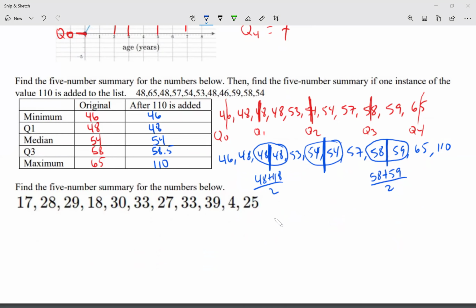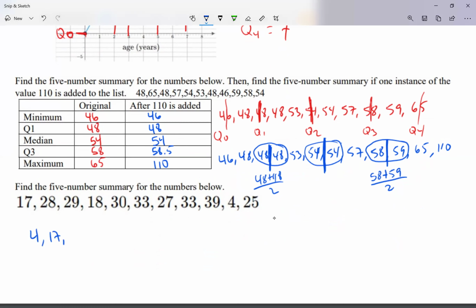Now this last one. Find the 5-number summary for the numbers below. Okay, let me put this in order. My smallest number is 4, 17, 18, 25, 27, 28, 29, 30, 33, 33, and 39. I put my numbers in order from smallest to largest, but it's not a big deal. We know how to do that. Okay, how many numbers do we have? 1, 2, 3, 4, 5, 6, 7, 8, 9, 10, 11.